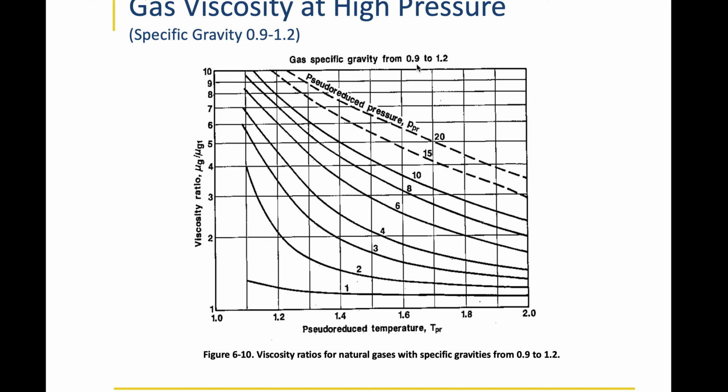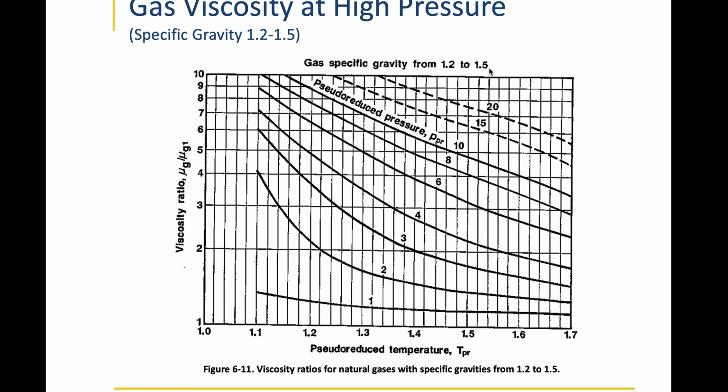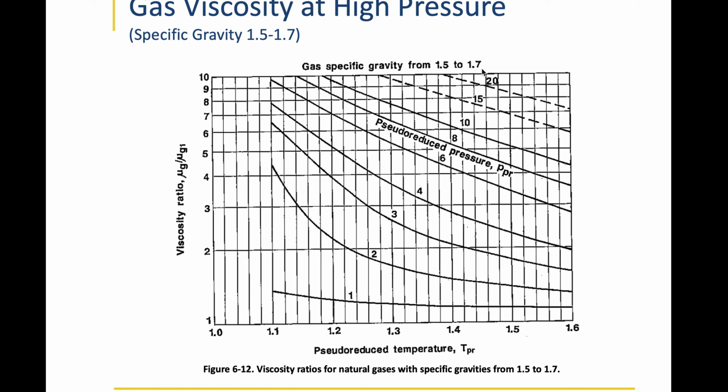If your gas specific gravity is more than 0.9 and less than 1.2, then we use graph 6-10. If it's more than 1.2 and less than 1.5, we use graph 6-11. And if it's more than 1.5 to 1.7, we use figure 6-12. So depending on the value of the gas specific gravity, we can use either 6-9, 6-10, 6-11, or 6-12 to do the correction for the reservoir pressure and find the viscosity at the reservoir condition. And that requires us to know the TPR and PPR values only.